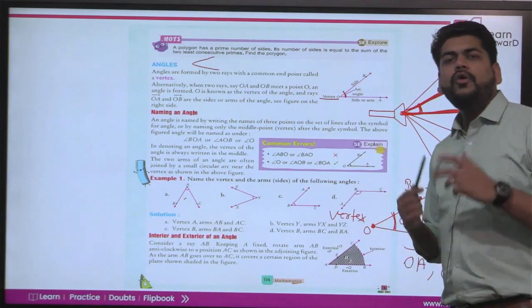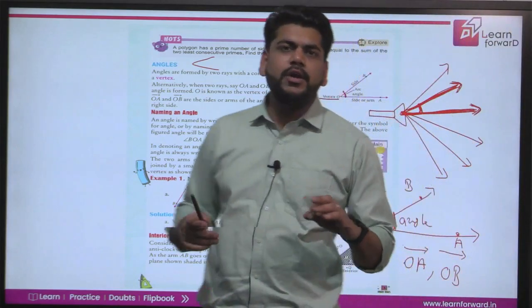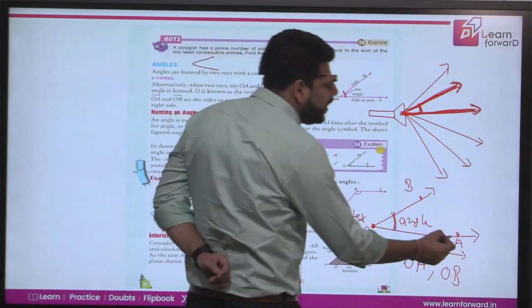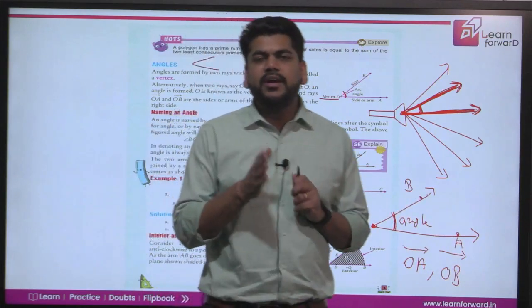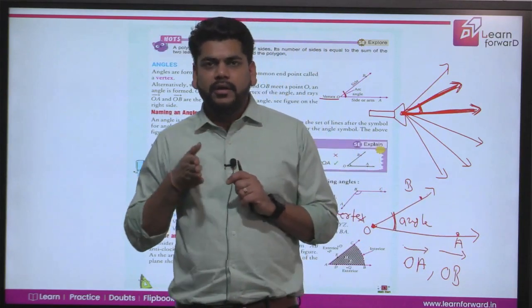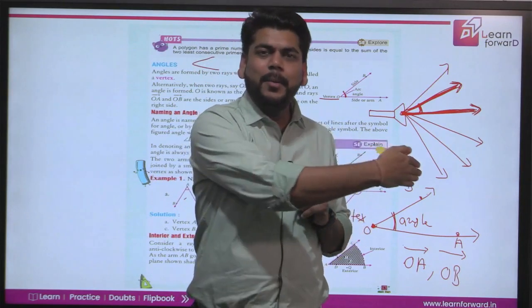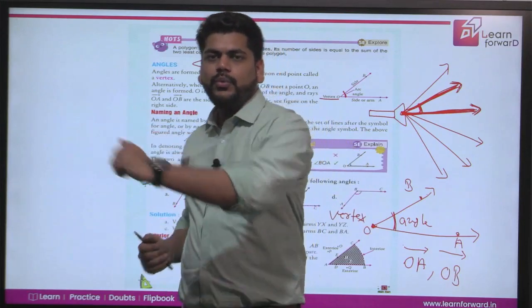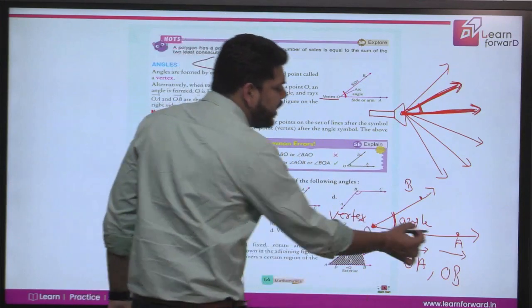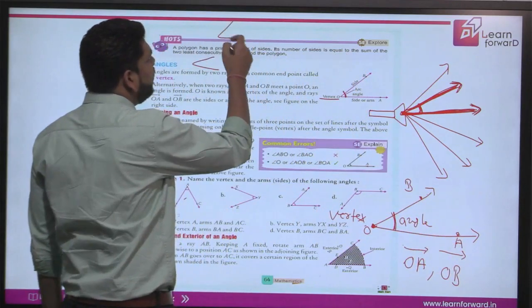Naming of angle. How do we name the angle? We start with any of the points towards which the ray is going. We can write A, O, B. See, whenever you take a turn, this is the midpoint. You start with A, O and take a turn to B. P, O, Q. So how do we name the angle? Either you can write A, O, B. This is the sign of angle.